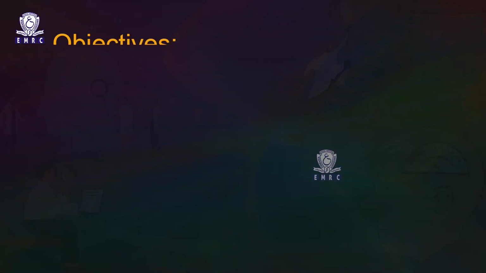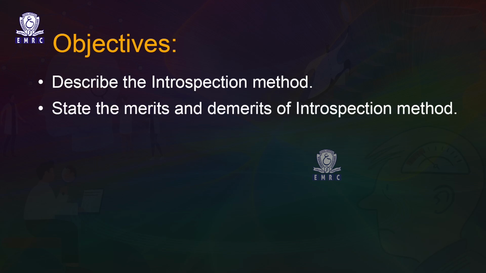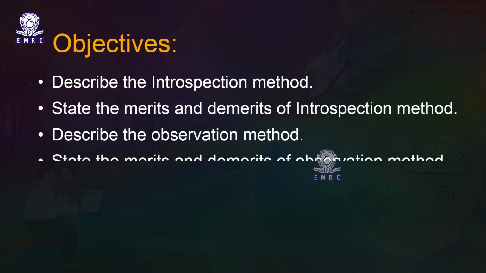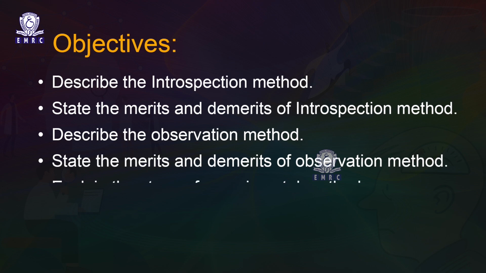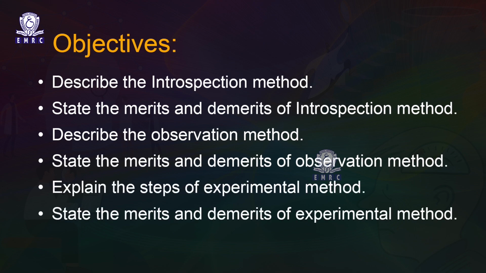Today we are going to discuss various research methodologies in studying educational psychology. The main objectives of this lesson are to describe the introspection method, state the merits and demerits of the introspection method, then to describe the observation method, state the merits and demerits of the observation method. Next is to explain the steps of the experimental method and also to state the merits and demerits of the experimental method.